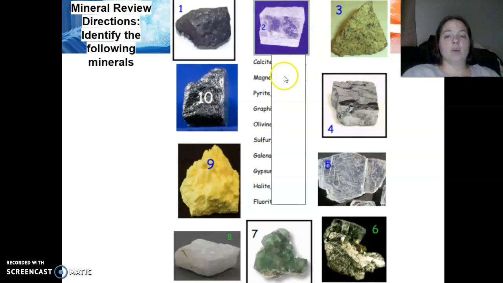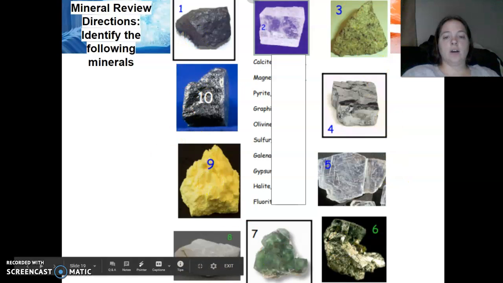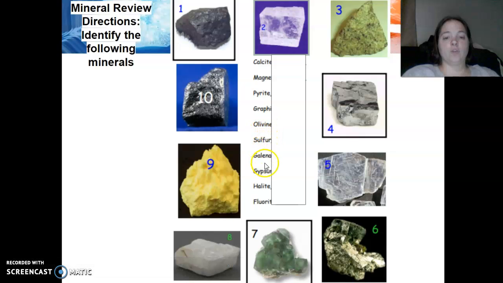All right, so last thing I want you to do is pause. You should pause this, try and figure out which ones these are, match them up. Calcite, magnetite, pyrite, graphite, olivine, sulfur, galena, gypsum, hyalite, and fluorite. Check it up.